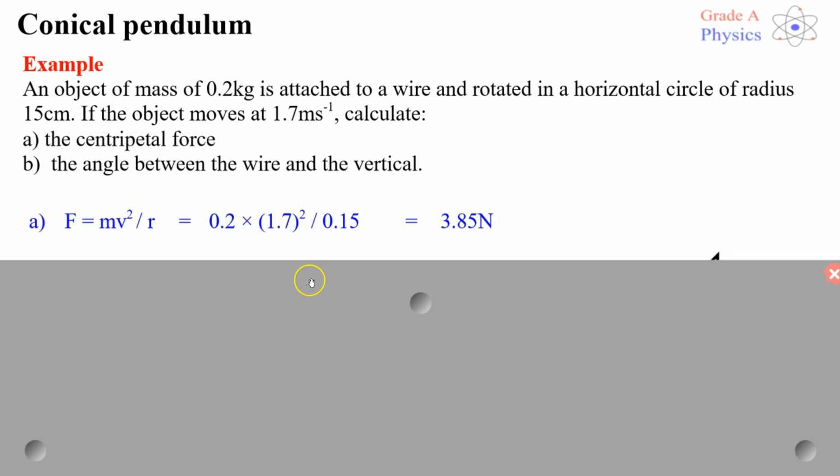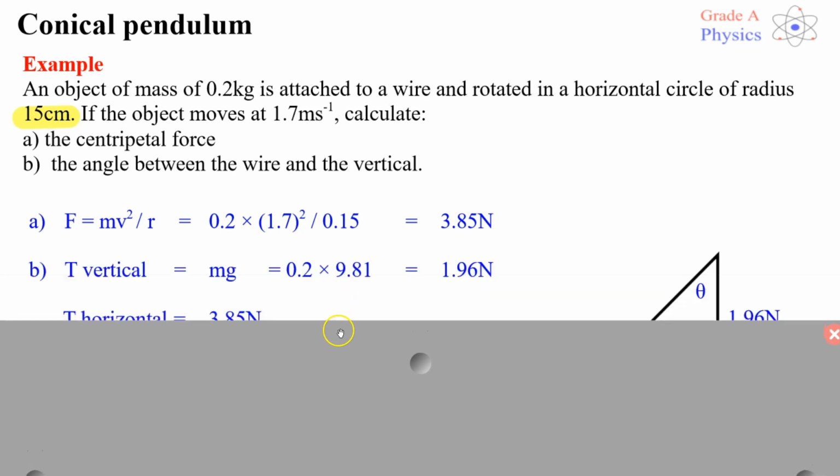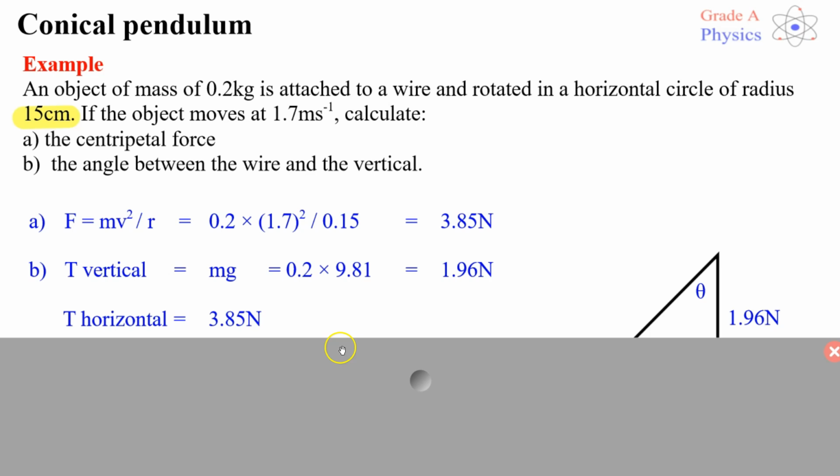So part A is pretty straightforward. mv squared over r, nothing difficult about that. Make sure that we convert centimetres into metres, and we get 3.85. Okay, that's straightforward. Then we need to apply what we've just considered in the previous screen. So vertically, the forces are balanced. The vertical component of tension is balancing mg. I know the mass and I know g, so I can find the vertical component.